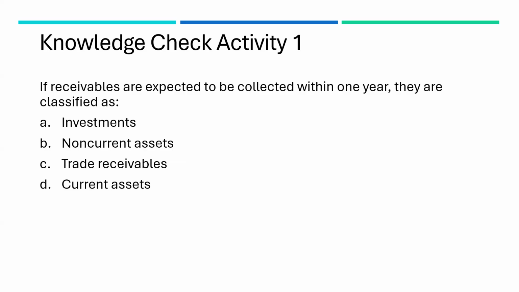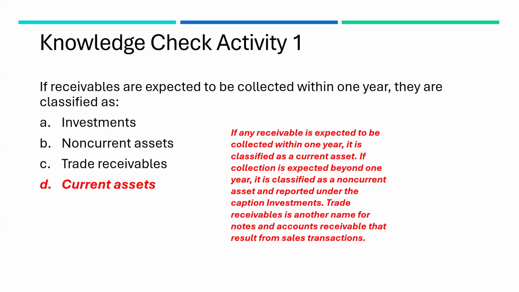And so if a receivable is going to be collected in 1 year, which one of these is it classified as? Yep, current assets. Awesome.